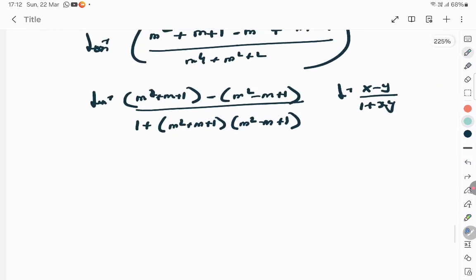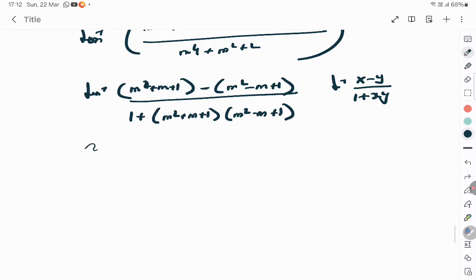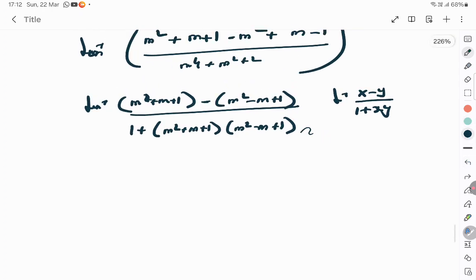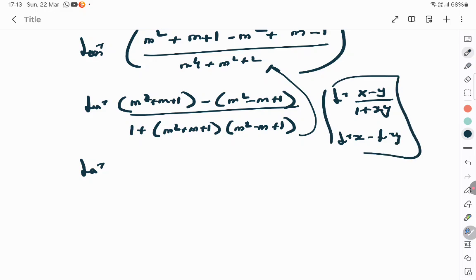Now, try to solve the denominator, or there is no need. This itself is tan inverse of (x minus y) by (1 plus xy). You remember this formula? So therefore I would just write it as tan inverse of x minus tan inverse of y. If you multiply this out and solve, you'll get it automatically. So we're trying to write it like this.